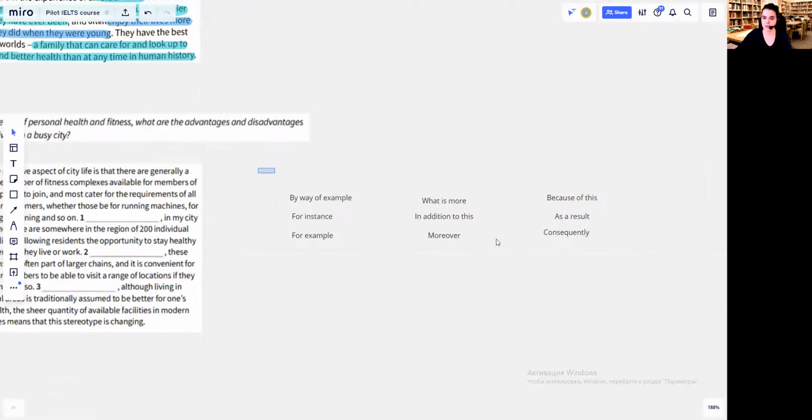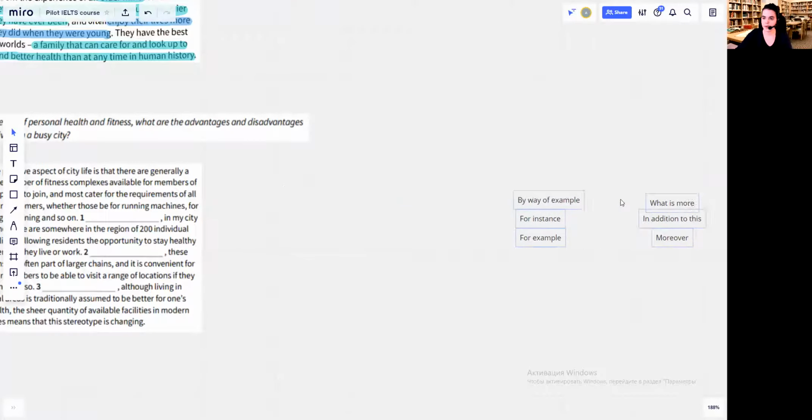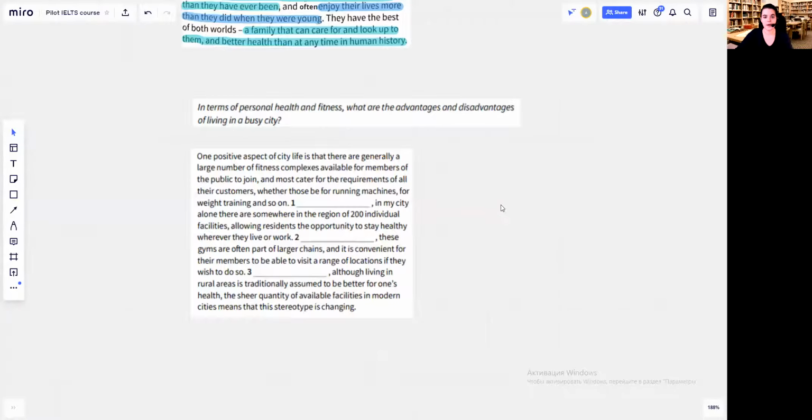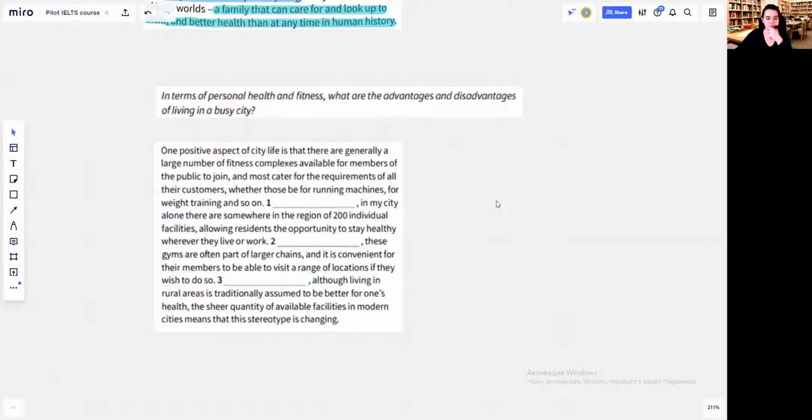And the gaps need to be later filled with linkers. But first, I'd like you to look at the gaps and try to fill them with linkers using your own ideas. Shall we look at them together?